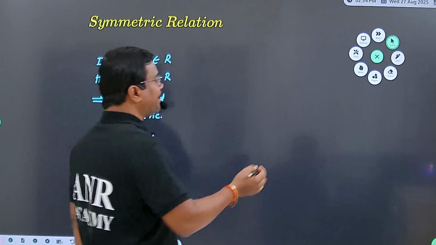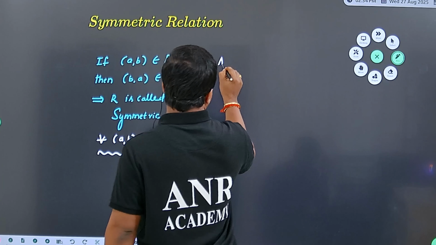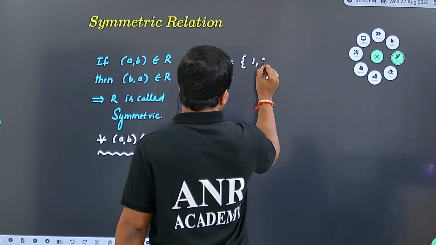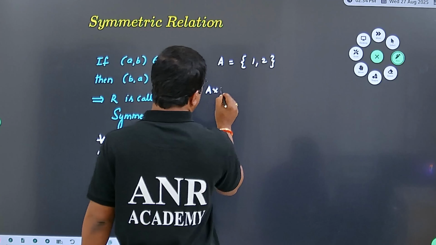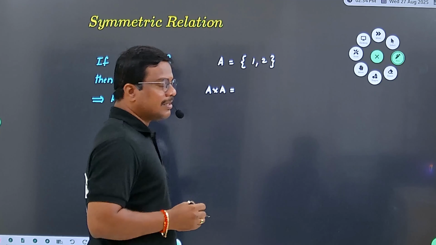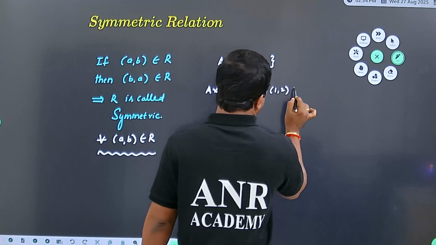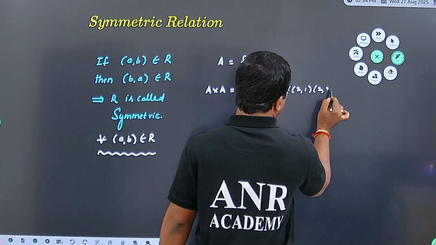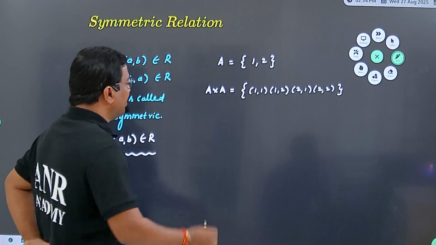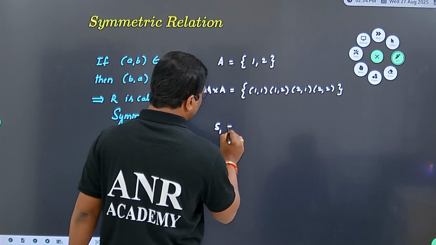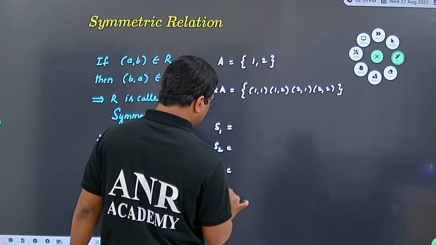For example, if I select capital A as a set with entries 1, 2, the cross product of these two sets contains the ordered pairs (1,1), (1,2), (2,1), (2,2), and we know that every subset of A cross A is a relation. I am going to write subset 1, subset 2, subset 3, subset 4.